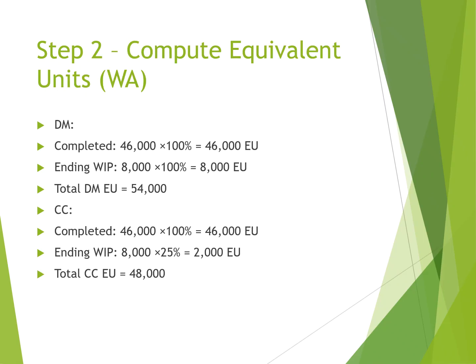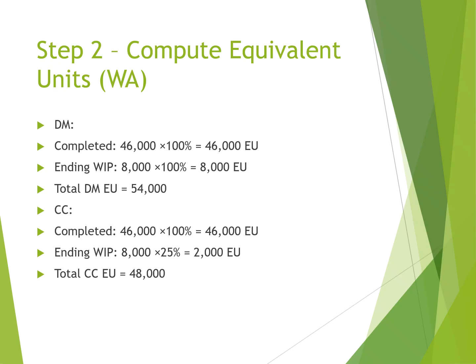Now comes the heart of process costing, equivalent units, EU. Because some units are only partially done, we convert them into unit equivalents. For materials, everything is 100% complete, so materials EU is easy. 46,000 completed plus 8,000 in ending work in process, which is 54,000 equivalent units.